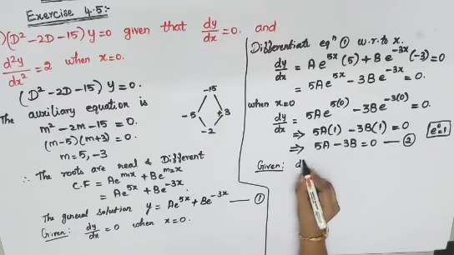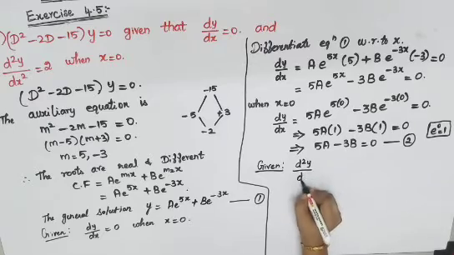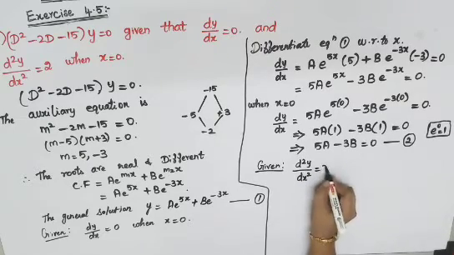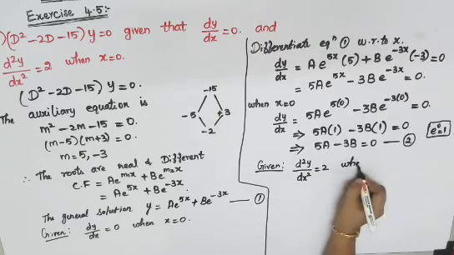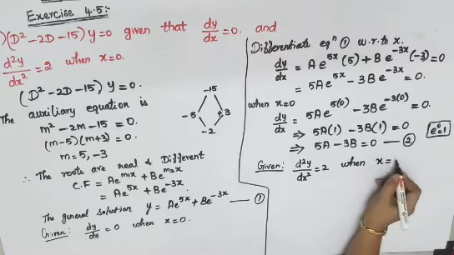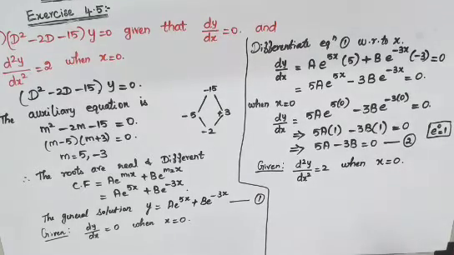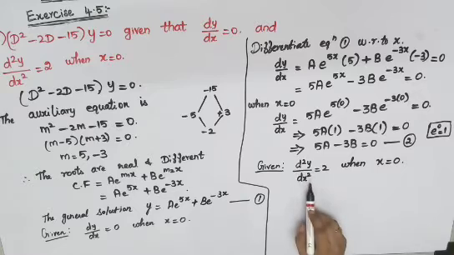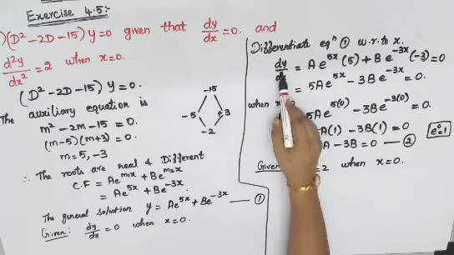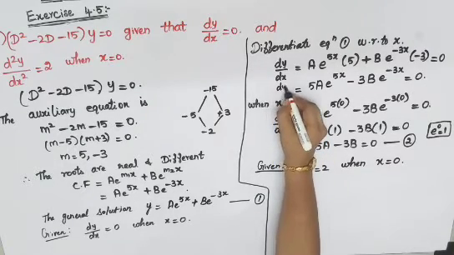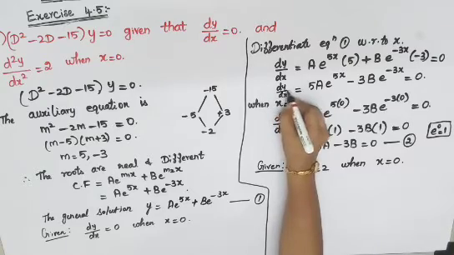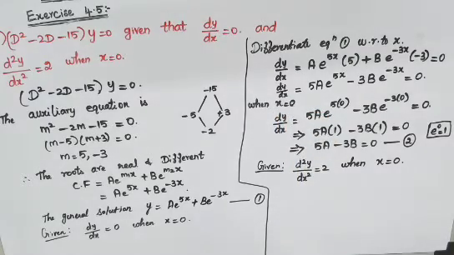So d square y by dx square is equal to 2 when x is equal to 0. This is the condition they have given you as a second condition. So we'll have to find d square y by dx square. We have got dy by dx here. So this is your dy by dx line. This has to be differentiated one more time.